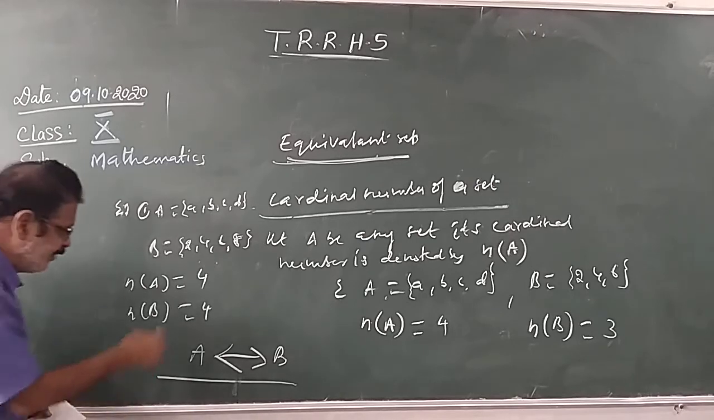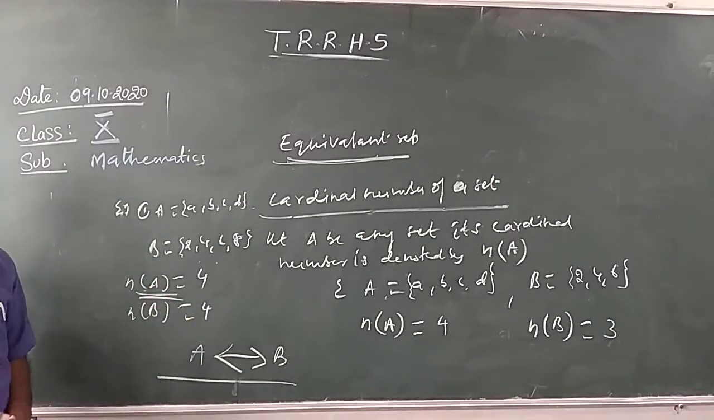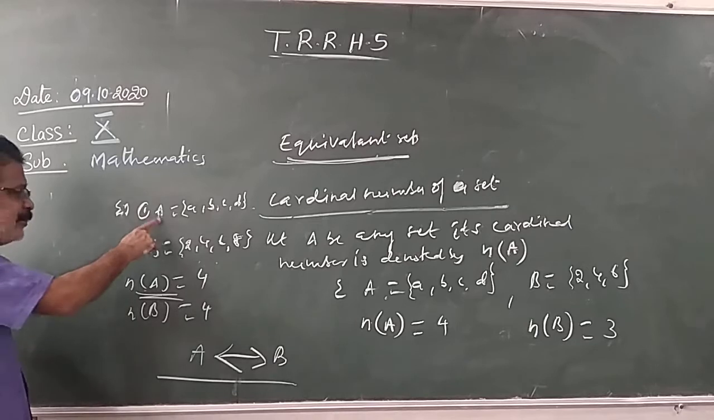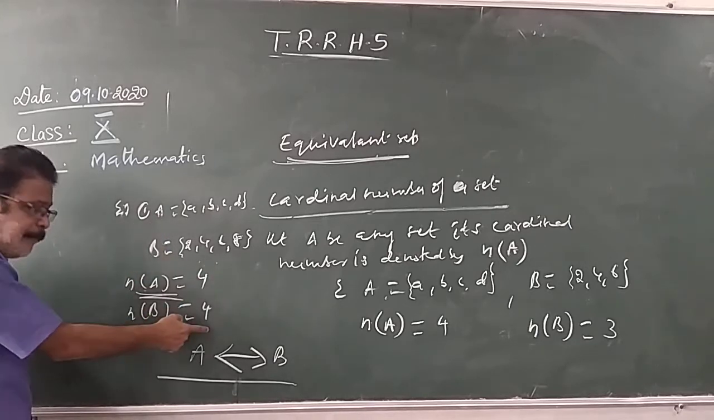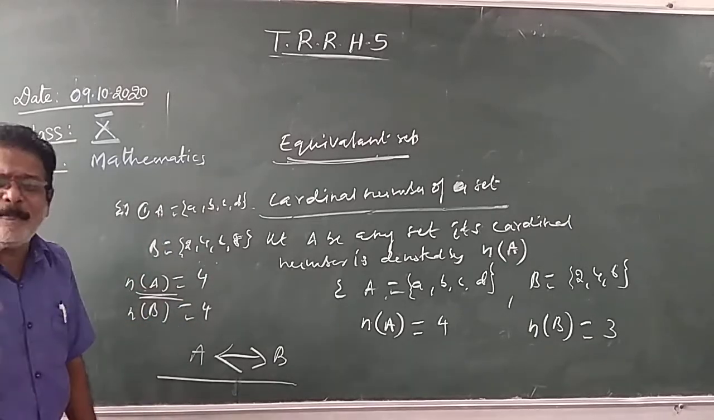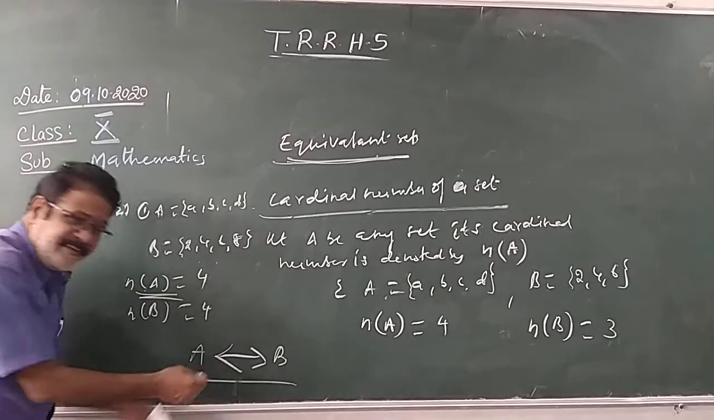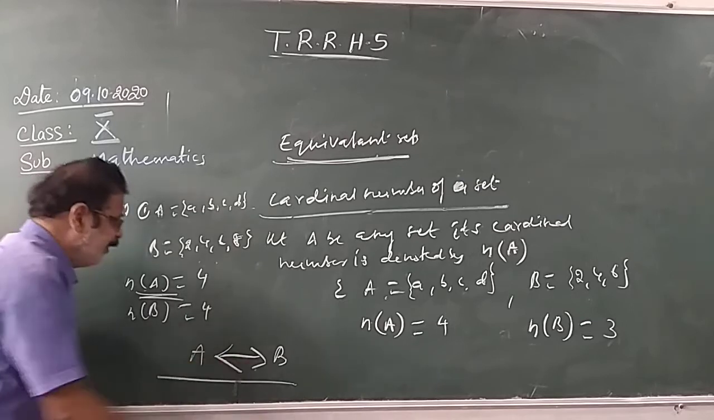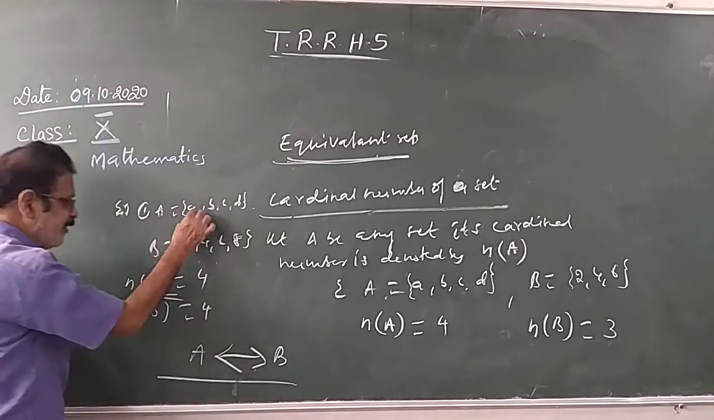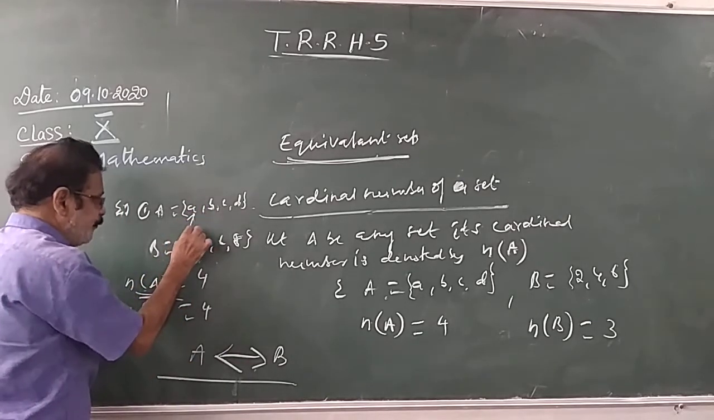Equivalent means we consider only the cardinal number of elements. The cardinal number of A is 4. Cardinal number of B is 4. Cardinal number means number of elements. If the number of elements is same, then we can say they are equivalent. A is equivalent to B. You can say it like this.